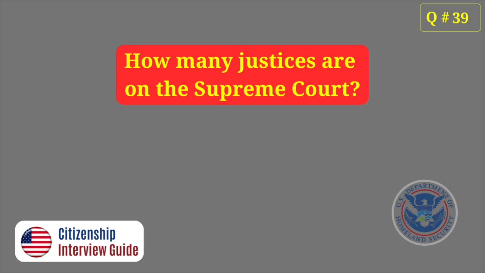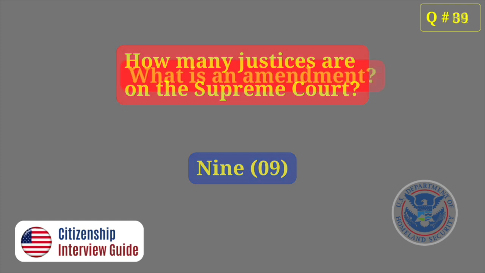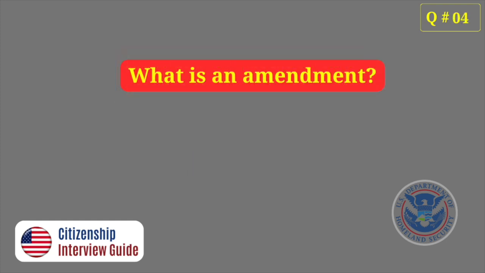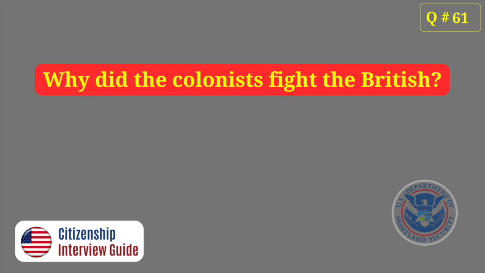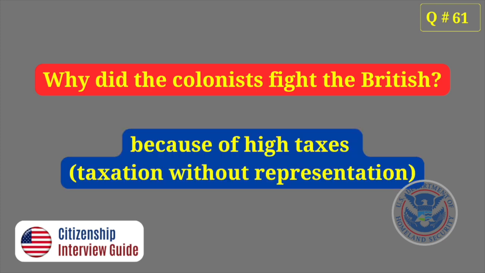How many justices are on the Supreme Court? 9. What is an amendment? A change to the Constitution. Why did the colonists fight the British? Because of high taxes.